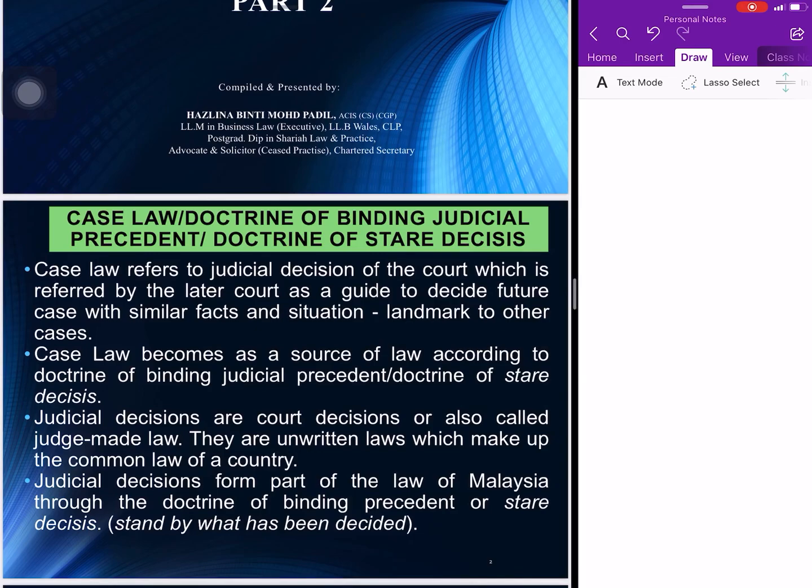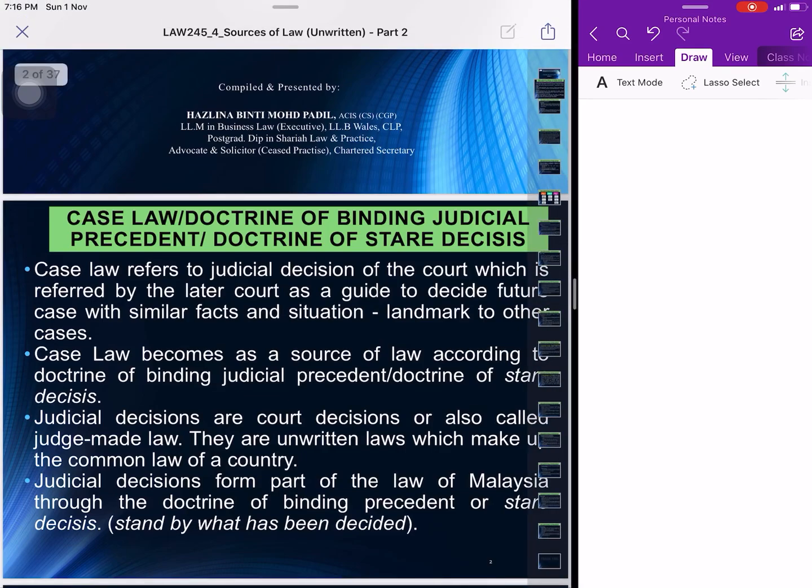Okay. And case law becomes the source of law according to the doctrine of binding judicial precedent, or doctrine of stare decisis. And then we continue again with judicial decisions, which are court decisions, also called judge made law. Why is it judge made law? Because it's a decision made by the judges. We call it unwritten because it's not in a proper codified document. So basically all these judicial decisions make up most of the common law of a country.